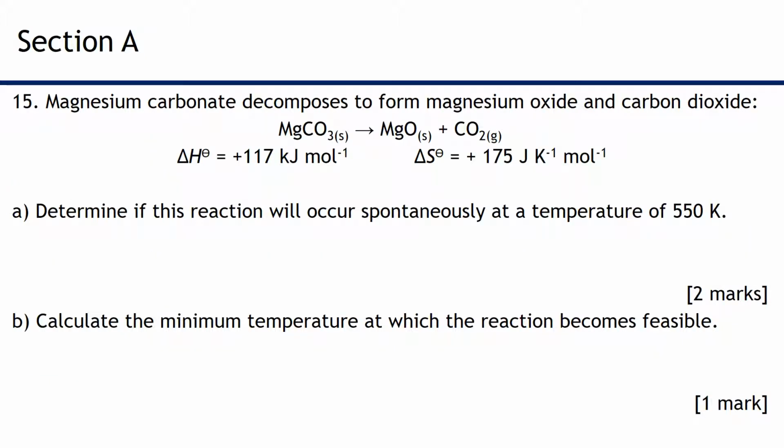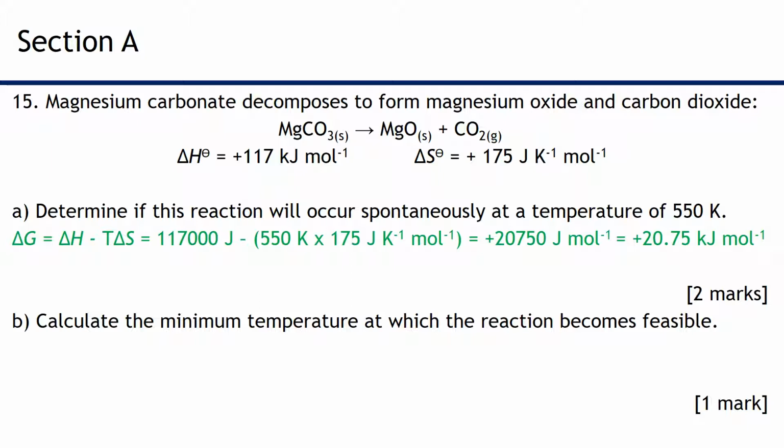Question 15. Magnesium carbonate decomposes to form magnesium oxide and carbon dioxide. You are given the reaction equation there, and you're also given some thermodynamic values. You are given the enthalpy change, which is 117 kilojoules per mole, and the entropy change, which is 175 joules per Kelvin per mole. And you are asked in part A to determine if this reaction will occur spontaneously at a temperature of 550 Kelvin.